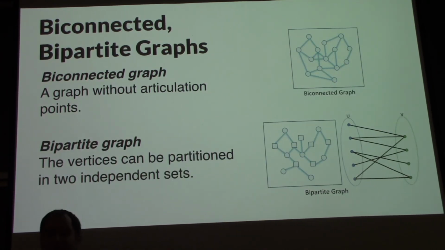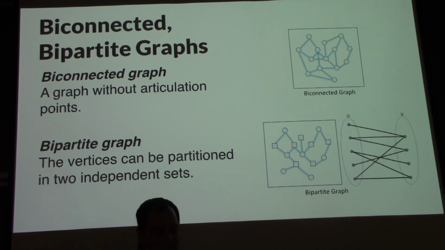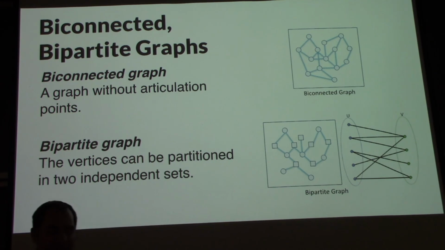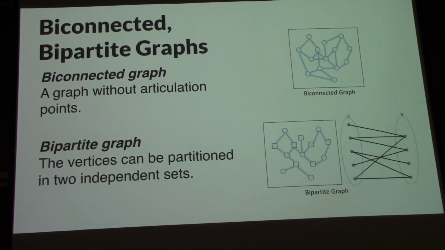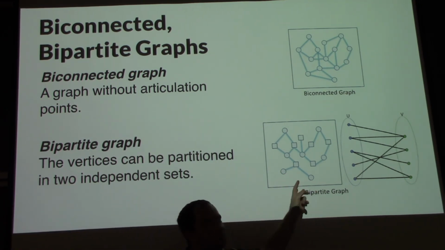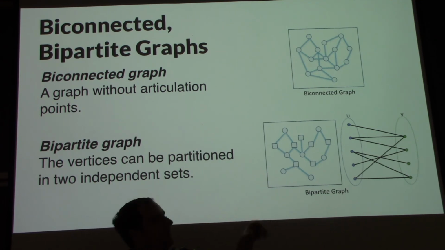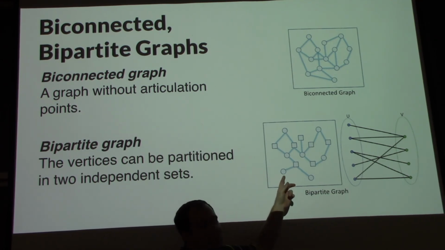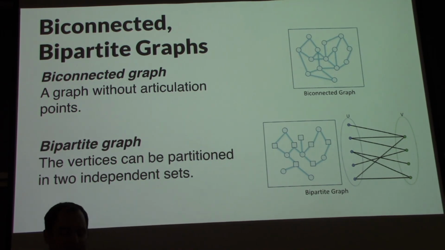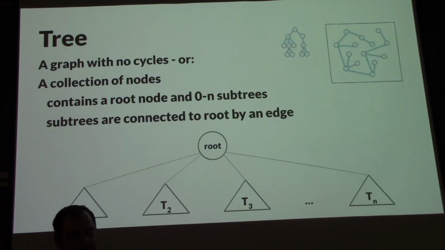A biconnected graph is a graph without articulation points. So here I could delete any vertex without breaking up the graph. And a bipartite graph is a graph whose vertices I can partition into 2 independent sets, and there are no edges within a set. So in this example, there's never an edge from a circle to a circle, or from a square to a square. There's always only an edge from a circle to a square. These are actually quite common as well, and they're also an interesting visualization problem.